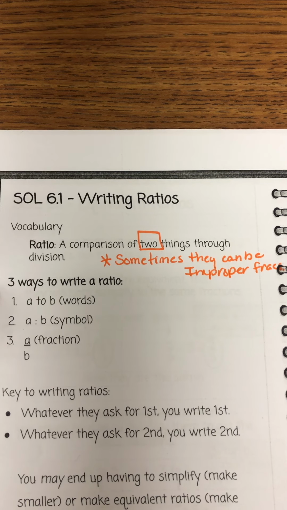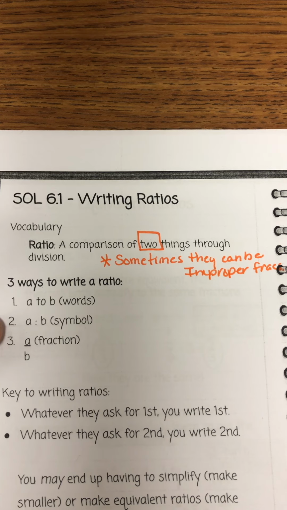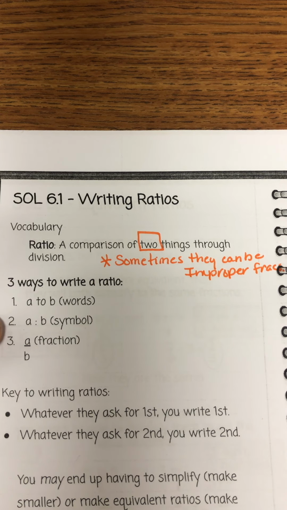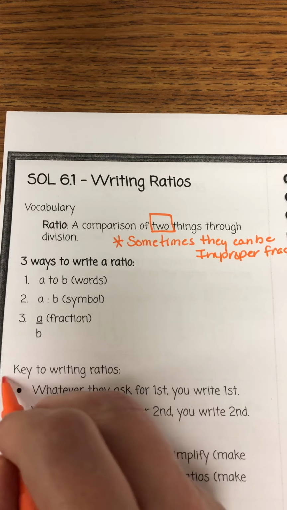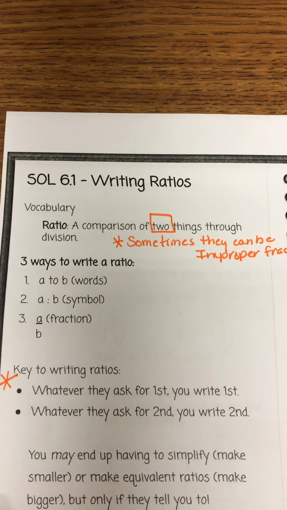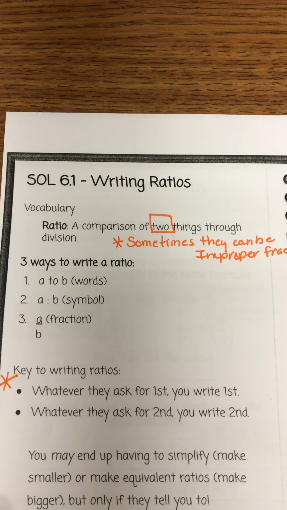Now, there are 3 ways to write a ratio. One is using the word "to." The other is the colon key, and you can find that beside the L key on your keyboard. And then as a fraction. Now, right here, this is probably one of the most important pieces of ratios: whatever they ask for first, you have to write that number first. And whatever they ask for second, you have to write that number second. So that is extremely important.